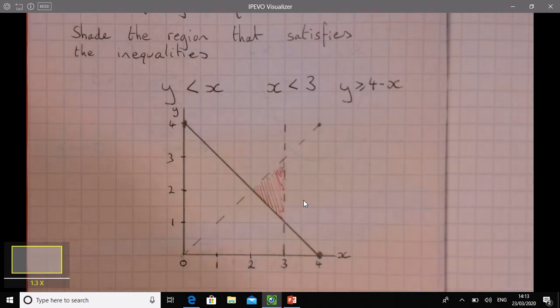Again, exam questions would usually tell you what sort of values or what range of values to use on your x-axis. Okay, so if you're happy with that, have a go at a few questions.